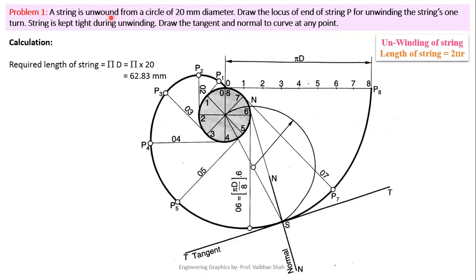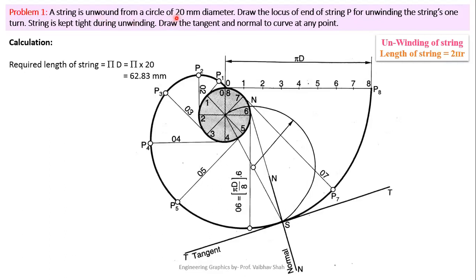So in this case, we are unwinding the string. So that means this operation is unwinding operation. And for this operation only, we are dealing this special case. So we are unwinding the string from the circle. In previous cases, we have seen all the winding operation cases, but there is a difference between winding and unwinding. So that's why we have selected this case specifically for unwinding operation.